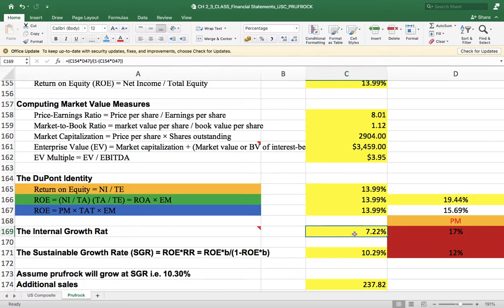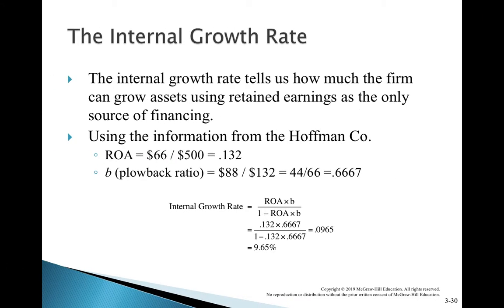How? Again, ROA multiplied by B divided by 1 minus ROA multiplied by B is equal to 7.22%. This is the internal growth rate. If the company is growing at this growth, then it need not depend on external financing. It can be self-sufficient, and from the retention rate, it can grow. That's why the name is internal growth rate.